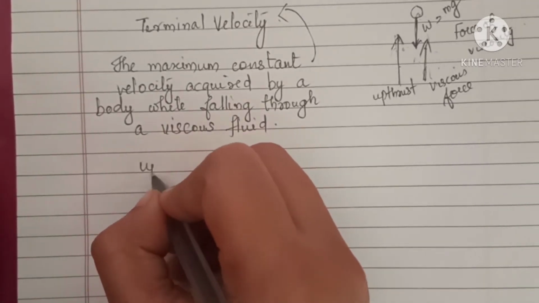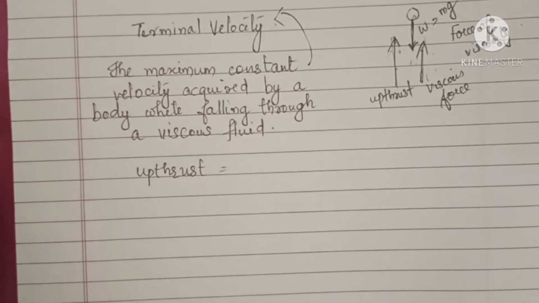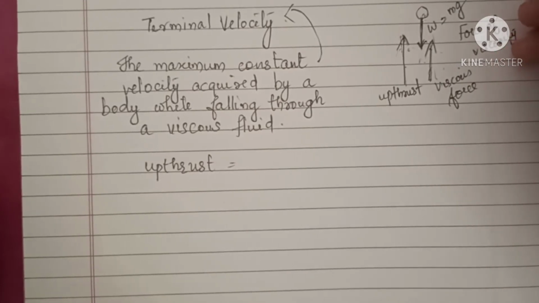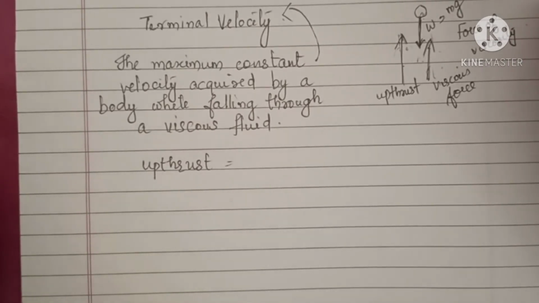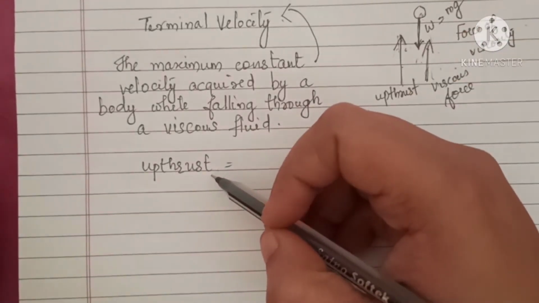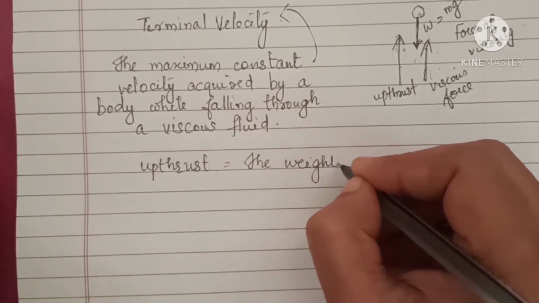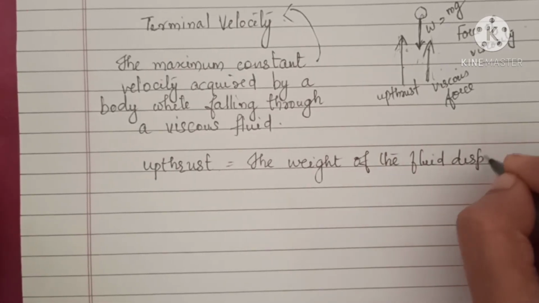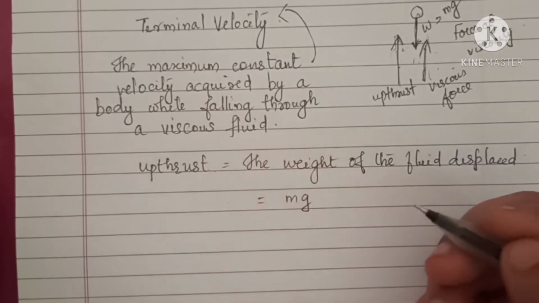So, first we will write the expression for upthrust. You have studied the Archimedes principle. So what is upthrust here? Upthrust is actually equal to the weight of the fluid displaced. That is, when a body is placed in water or in a fluid, the amount of fluid displaced is actually equal to the weight of the body, isn't it? That is what is given by Archimedes principle, and from that you can say that the upthrust is actually equal to the weight of the fluid displaced, that is m into g.